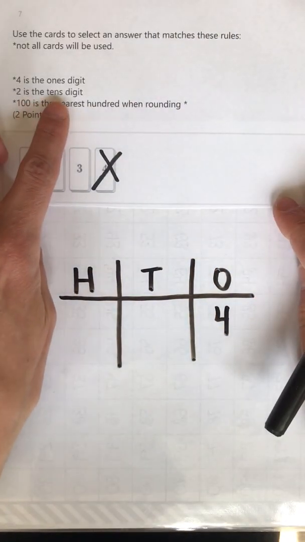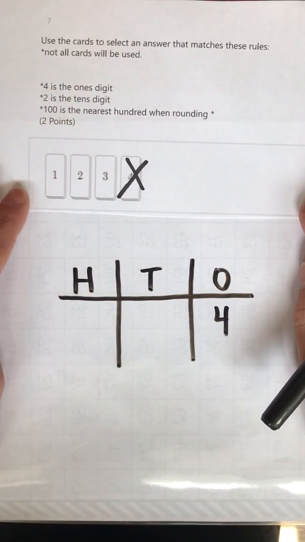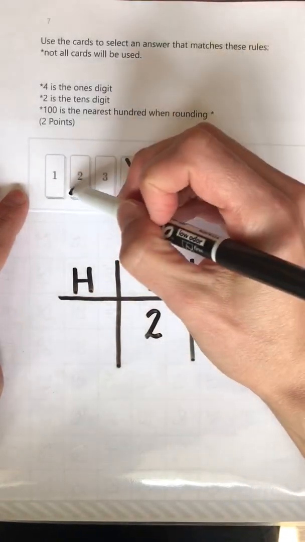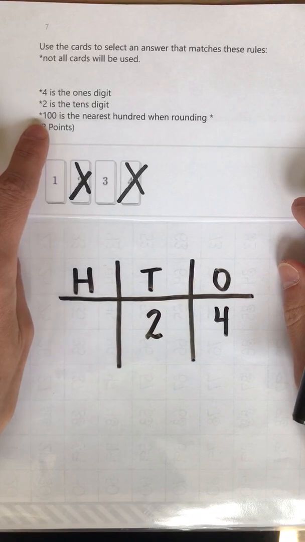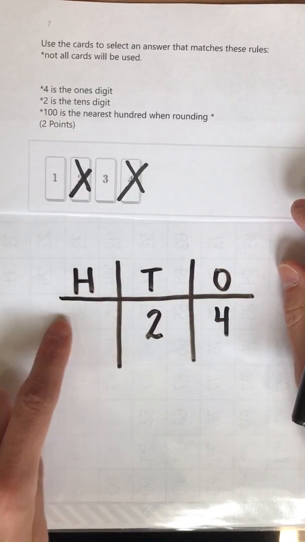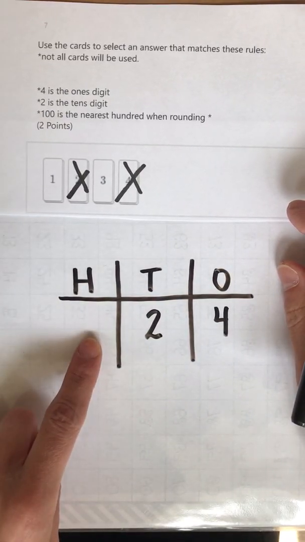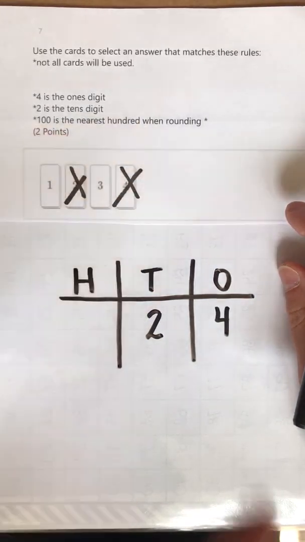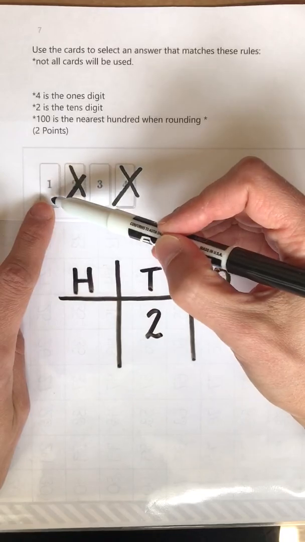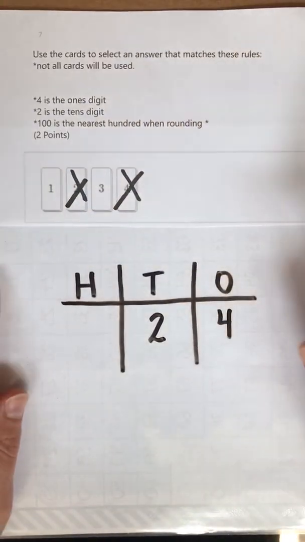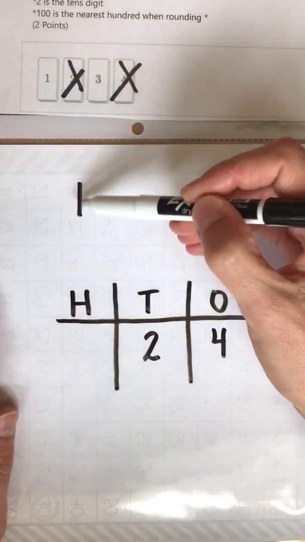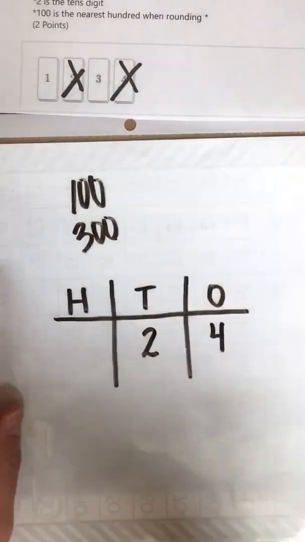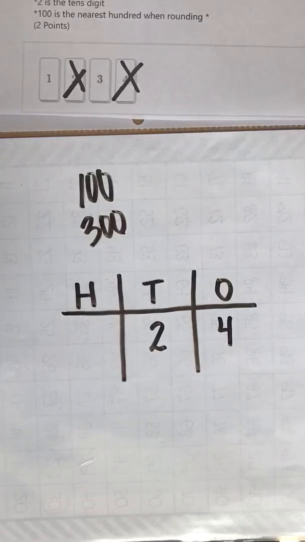Then it says 2 is the tens digit. So where would 2 go? That's right, 2 would go in the tens place because it's the tens digit. So you cross out 2. Now we need to decide the number in the hundreds place. 100 is the nearest hundred when we're rounding. So we have to round 100 and we have to round 300 to decide which number rounds to 100. So does 100 round to 100 or does 300 round to 100?